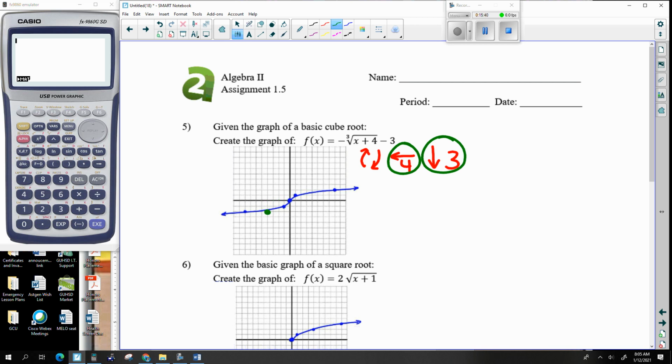And then we would go up 1 over 1, up 1 over 8. However, with the flip-flop, we're going to go down 1 over 1, down 1 over 8. So 1, 2, 3, 4, 5, 6, 7, 8.